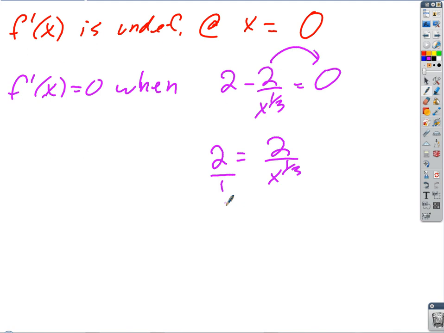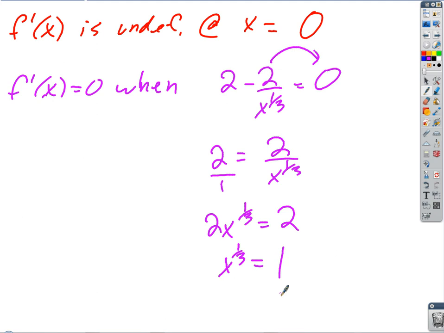I'm hearing lots of good suggestions. Somebody raise your hand and give one of these. Grace? So I'm cross multiplying. Okay, cross multiply. That's fine. Or I could just flip both sides. Either way, if I cross multiply, I'm going to get 2x to the 1/3 equals 2. So x to the 1/3 equals 1.